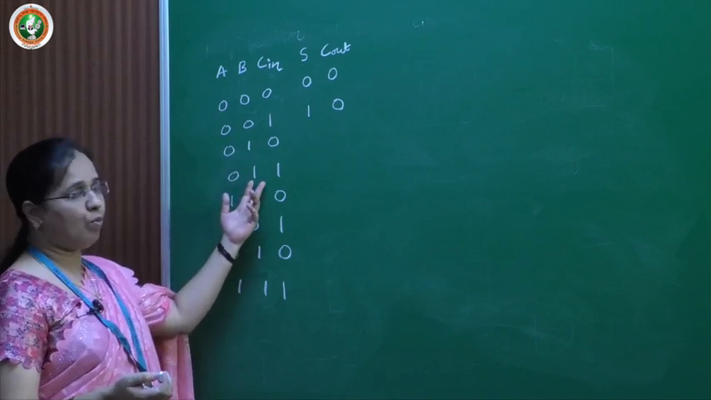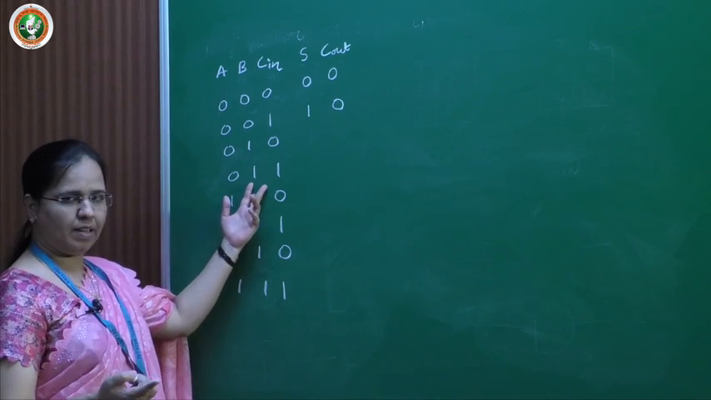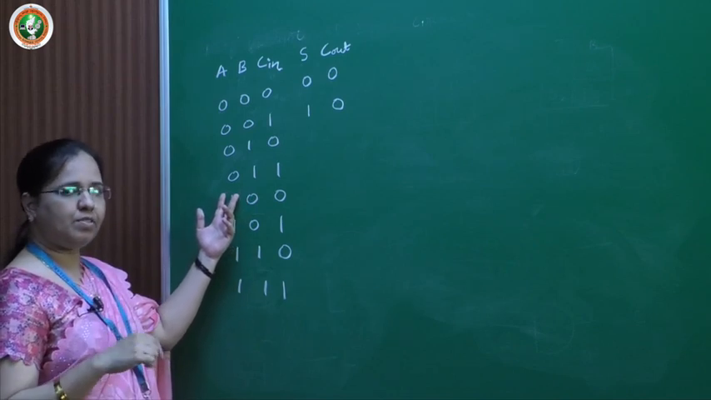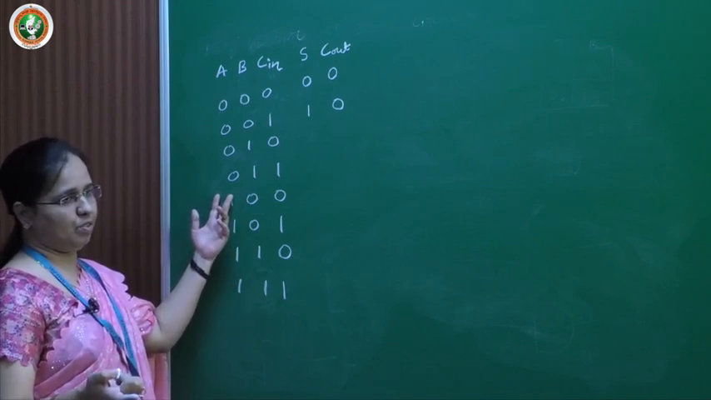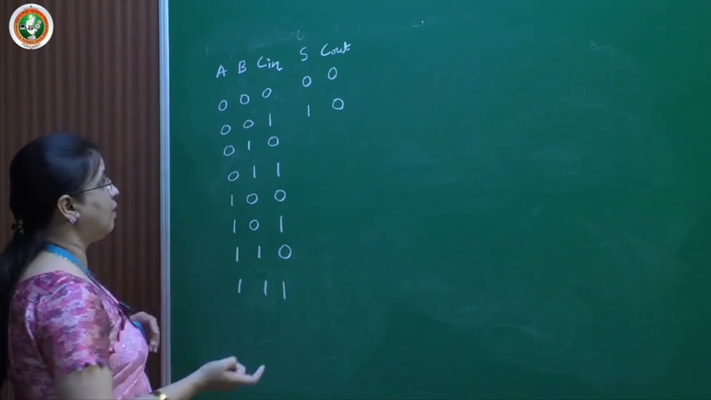If I have 2 1 entries, I will be getting sum as 0, carry as 1. If I have 3 1 entries, I will be getting sum as 1 as well as carry as 1. So, you can keep these as guidelines in filling this particular table.